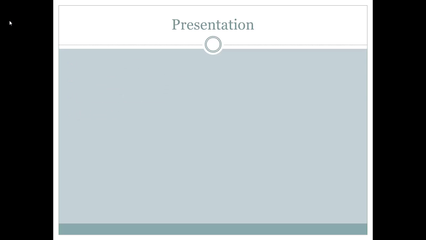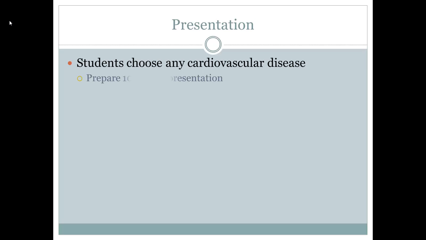So for the presentation, what I would like to happen is for students to go off and research any cardiovascular disease they want. By having students choose whatever disease they feel is interesting, hopefully they'll feel more engaged in this assignment. So once they've chosen their disease, they'll prepare a presentation for about 10 to 15 minutes, and that will be followed up by questions from the class.